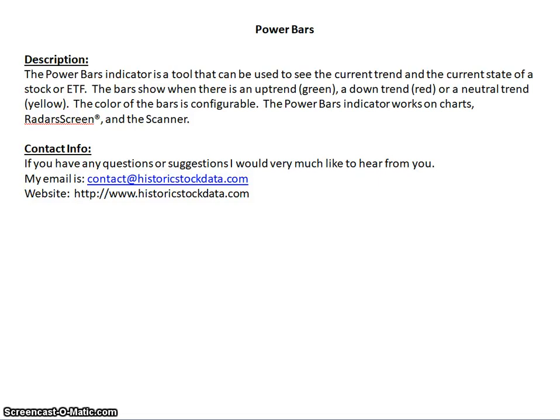Hi, just going to give you a quick video here about the Power Bars indicator for TradeStation. It's basically a tool that you can use to see the trend, if there's a discernible trend based on the parameters that the indicator uses. There's a paint bar indicator for the charts, and then there's also an indicator for RadarScreen and the scanner that you can use to search for different conditions.